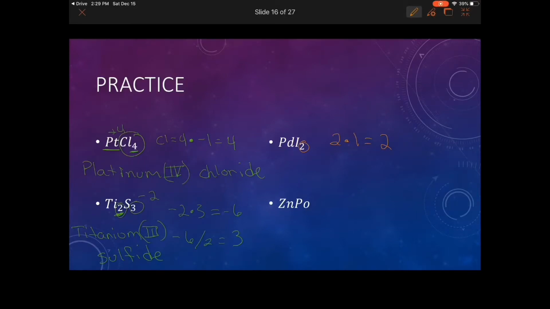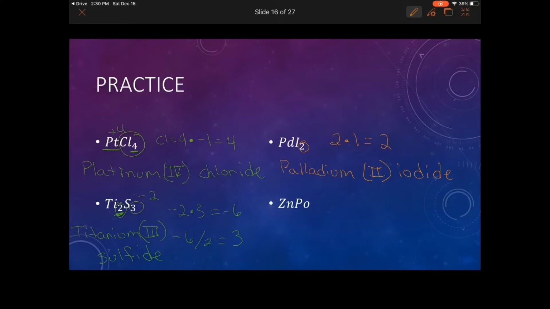a +2 charge. So naming the cation, we're going to use the elemental name, which is palladium. Indicate the charge using Roman numerals, which is a +2 in this case. Naming the ending, taking the root name and adding IDE, so this overall is going to be palladium(II) iodide. Let's try the last one.